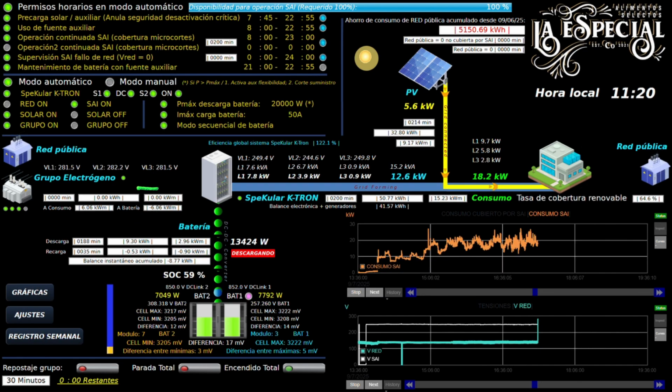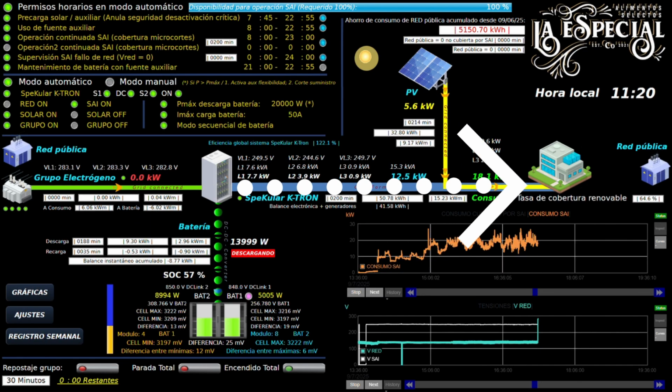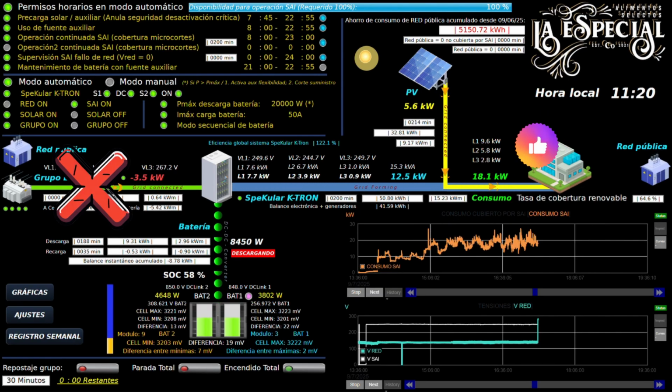Although it will keep being the grid built by SpeKular TRON the one that supplies the loads, so the consumption will not be affected by any failure in the backup sources either.